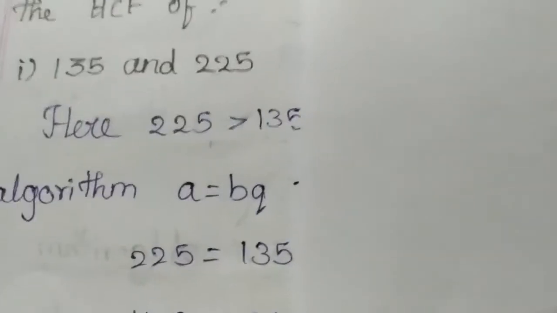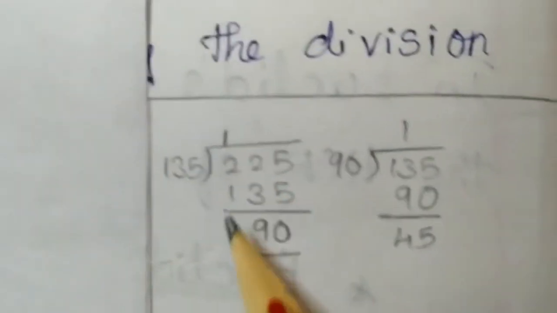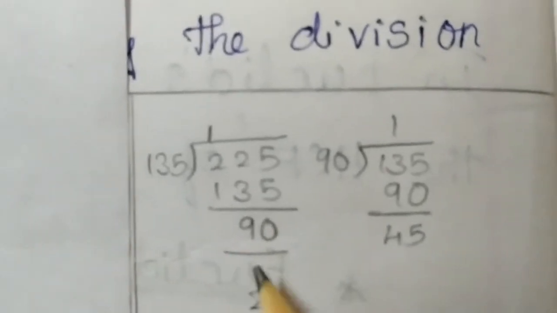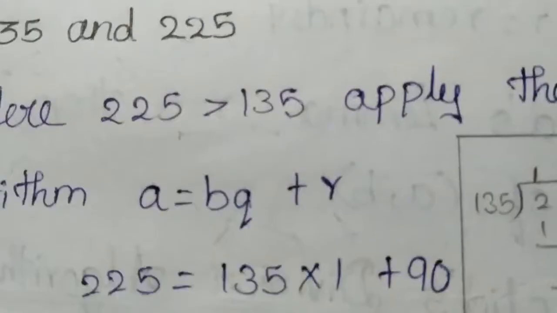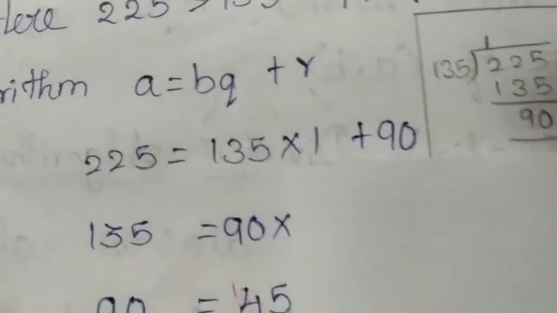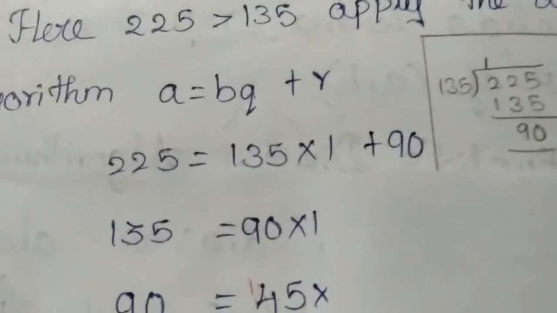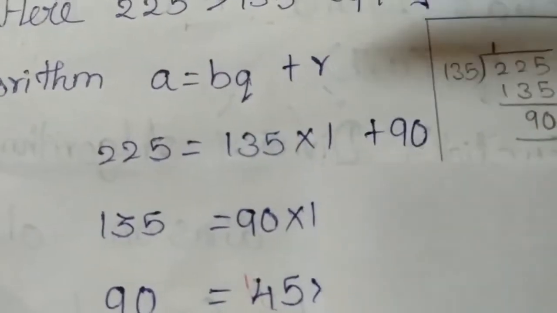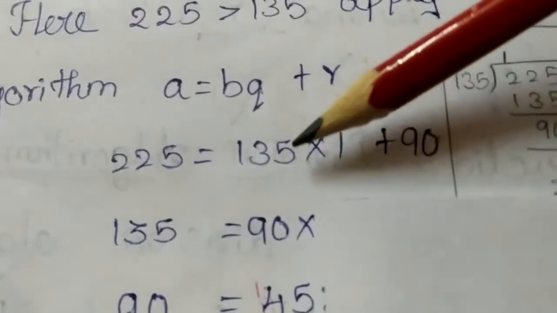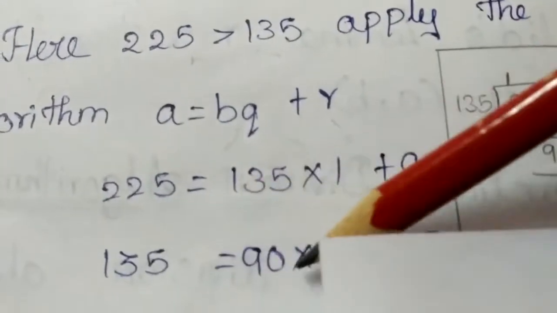So let's start dividing. See here, I'm dividing 225 with 135. 1 into 135 gives 135. Balance is 90. So here the quotient is 1 and the remainder is 90. So I wrote it here. After that, we don't need the left hand side. We need only the right hand side, because the greatest one is A and the smallest one is B. So I kept this one as A and this one as B.